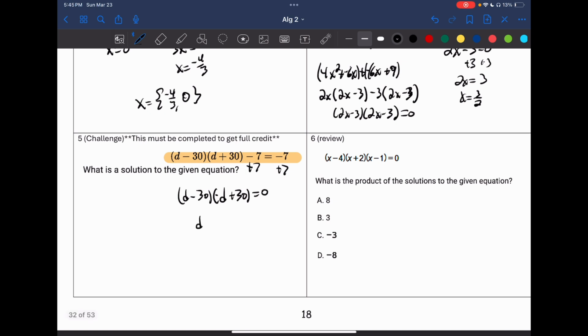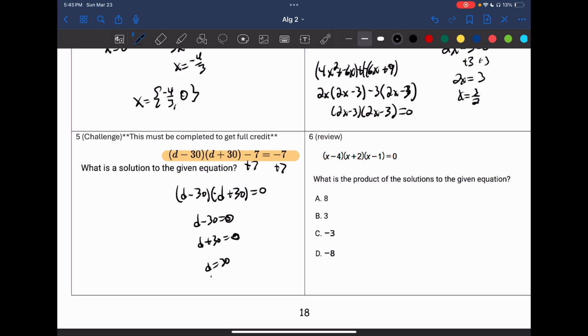And that's going to be true when d minus 30 is equal to 0 or d plus 30 is equal to 0, right? Using our zero multiplication property. d minus 30 will be equal to 0 when d is 30, and d plus 30 will be equal to 0 when d is negative 30. So either one of these two answers are going to work, right? So the entire solution is d is equal to plus or minus 30. But keep in mind, for the SAT, it's saying give a solution. You would only give one of the two.